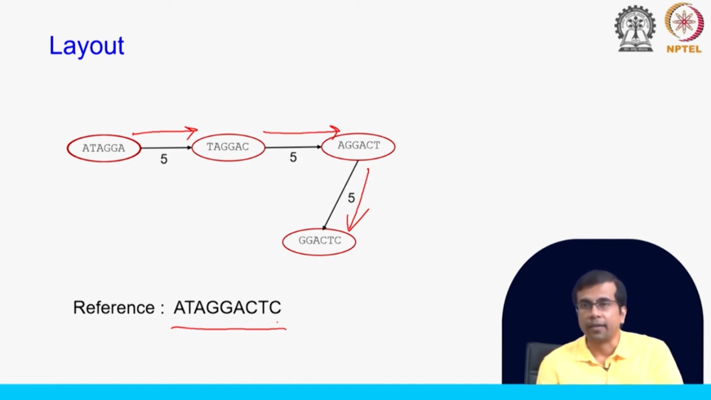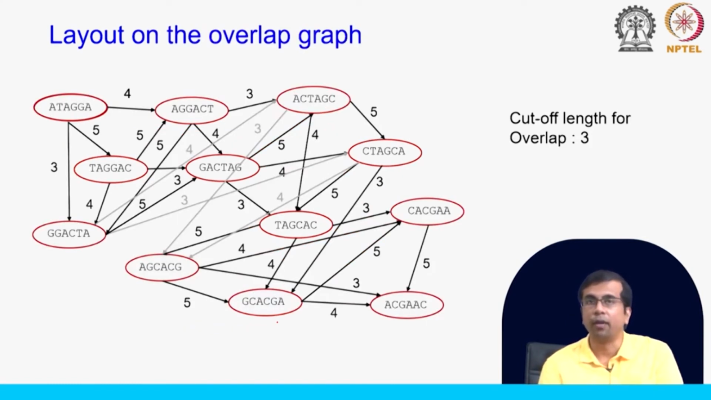So, now we can apply this idea to the full graph. Once we have understood the layout concept, we can now apply this to the full graph. This is the full overlap graph that we built earlier. Now, we want to apply this layout method.